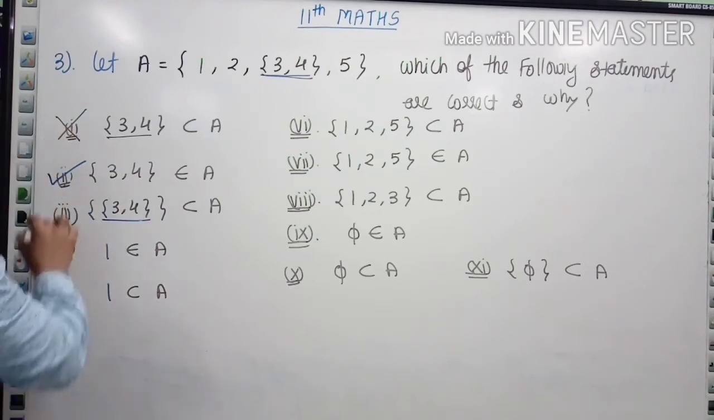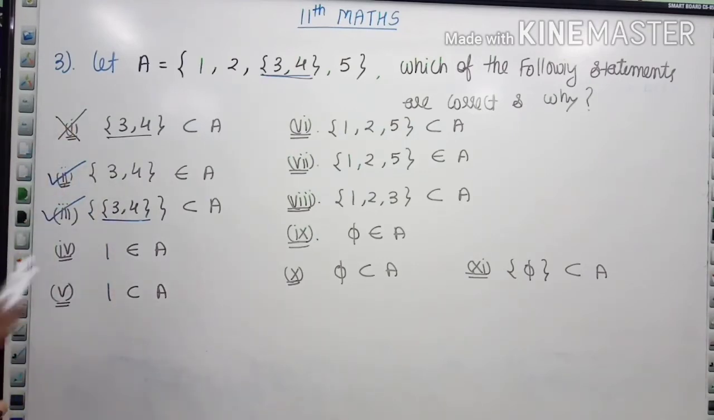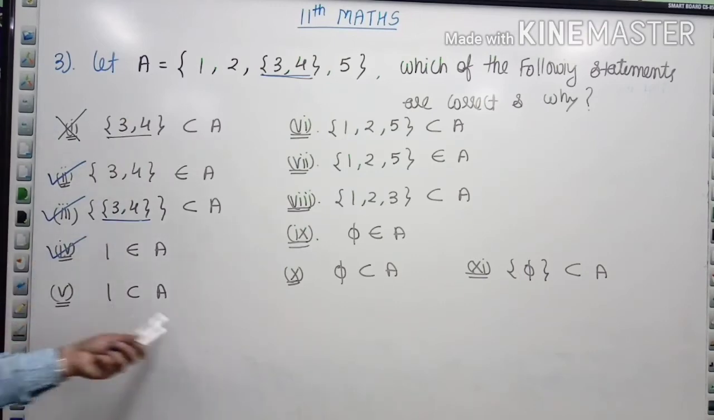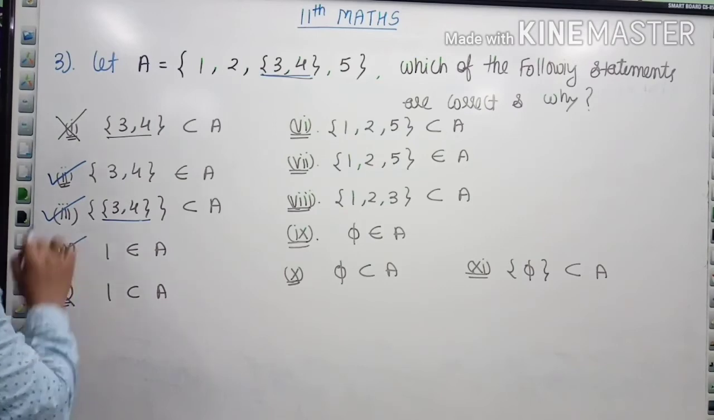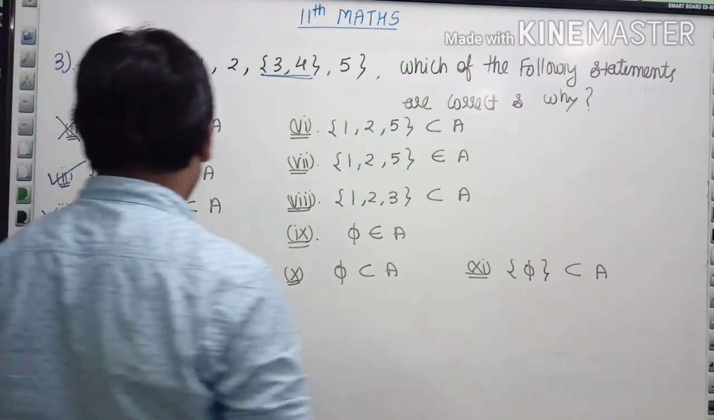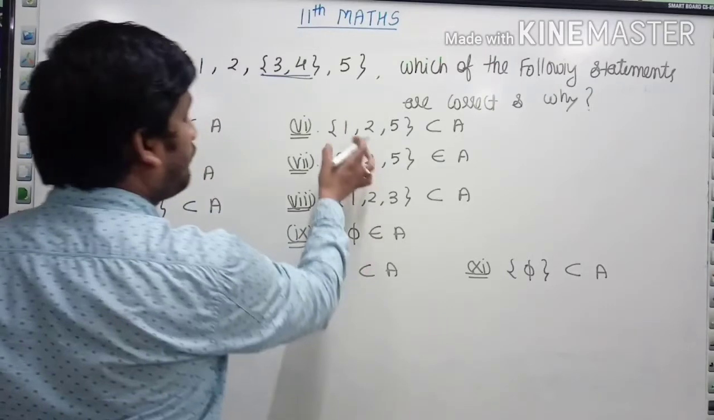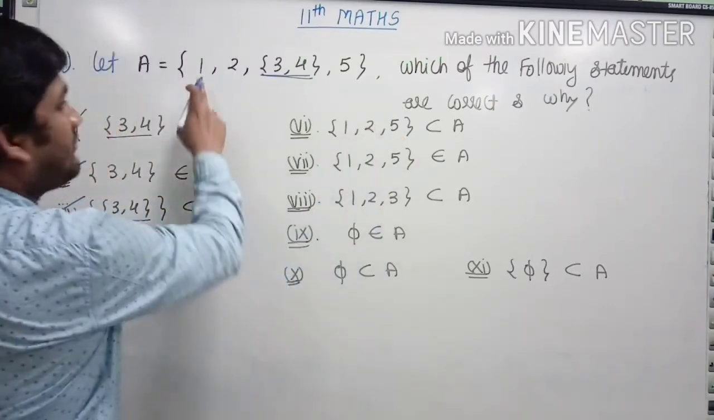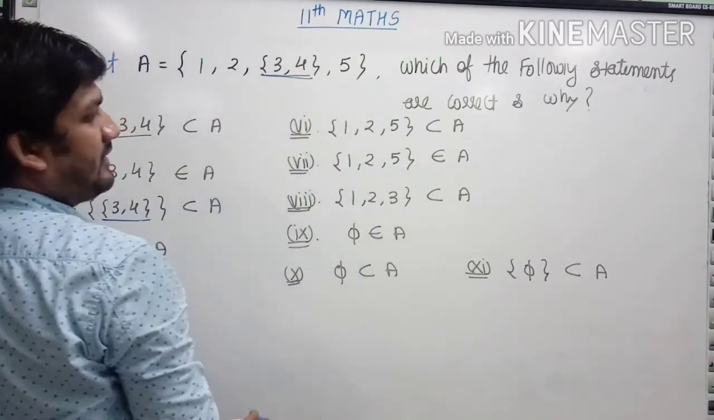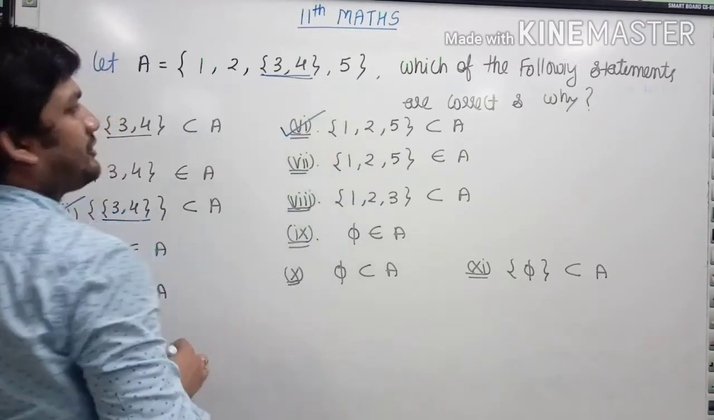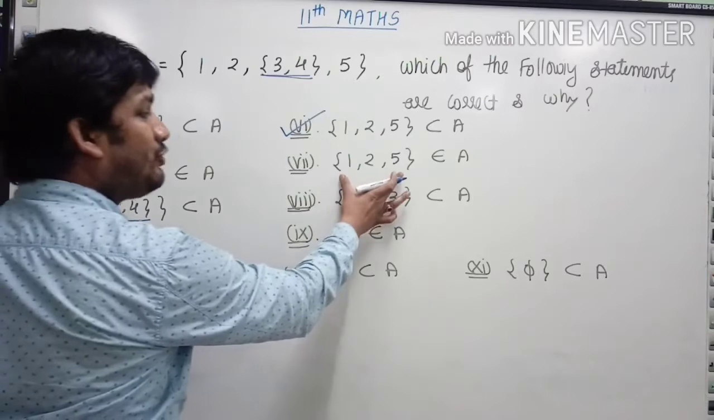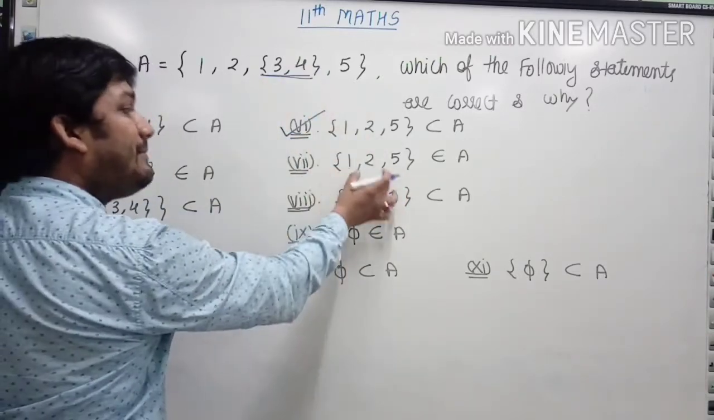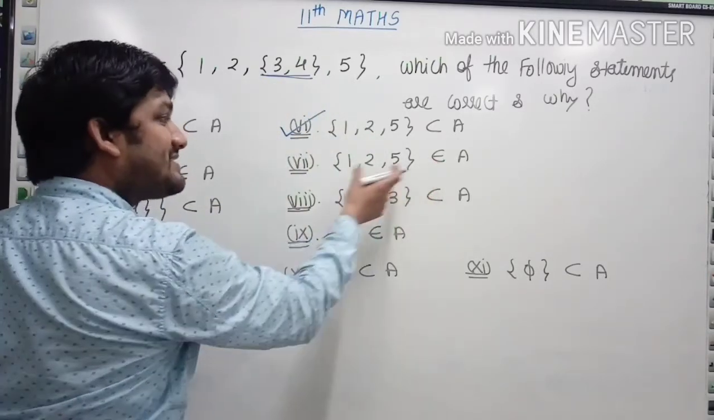So we had crossed, this is true. Now 1 belonging to this set, yes, true. 1 is a subset, no, 1 is not a subset, this is wrong. Now actually this is not even a set symbol. 1 to 5, 1 is there, 2 is there, 5 is there, yes this is a subset of it. Now again, the same 1 to 5 is belonging?